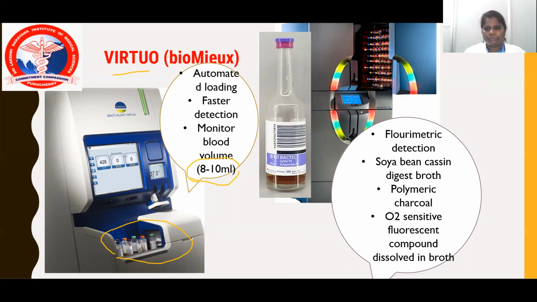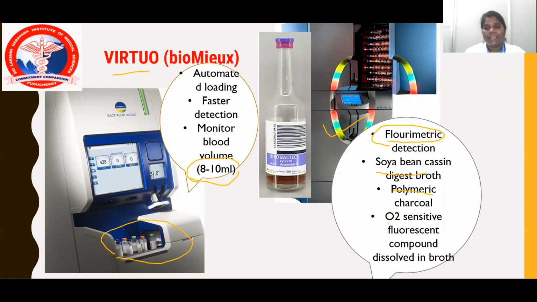And coming to the other one, the BACTEC. This is the BACTEC machine, and it uses purely fluorometric detection. Here also we have a soybean casein digest broth instead of trypticase broth. Along with that, we have polymeric charcoal. And I have already mentioned the purpose of the polymeric charcoal: it is used to inhibit the antibiotic present in the blood culture.